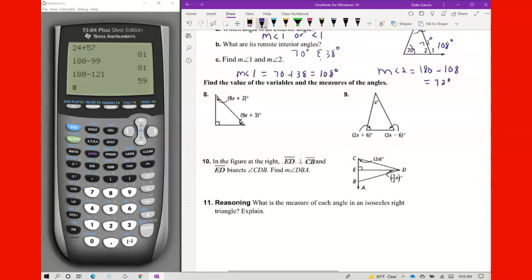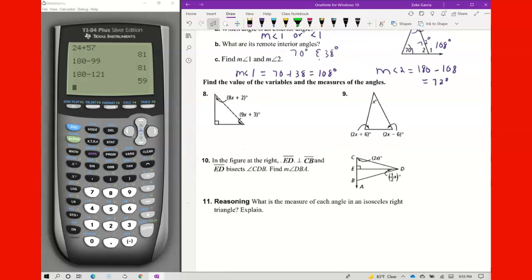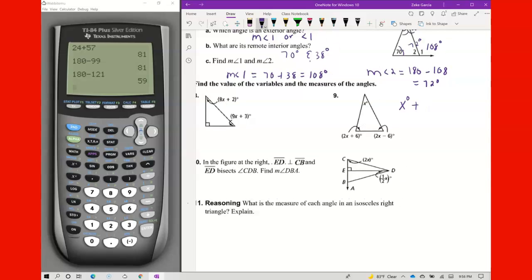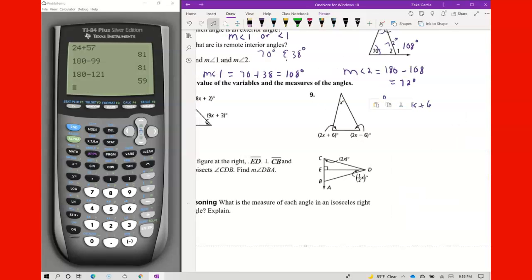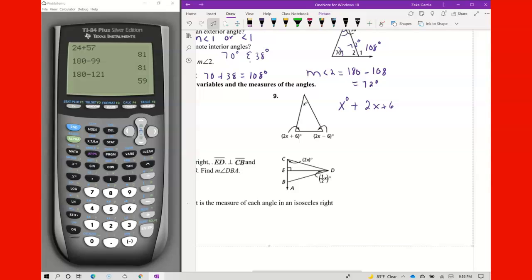Number 9, it says find the value of the variables and the measures of the angles. Remember that we have x, the measurement of angle x, and then we have the other angle measurement, which is 2x plus 6. And of course we also have 2x minus 6. And remember that the sum of the angles in a triangle is equal to 180.